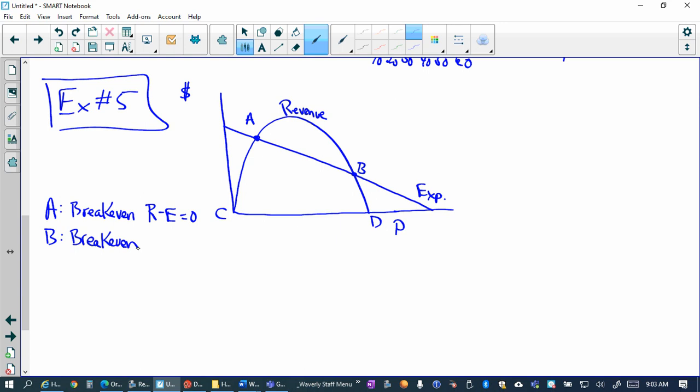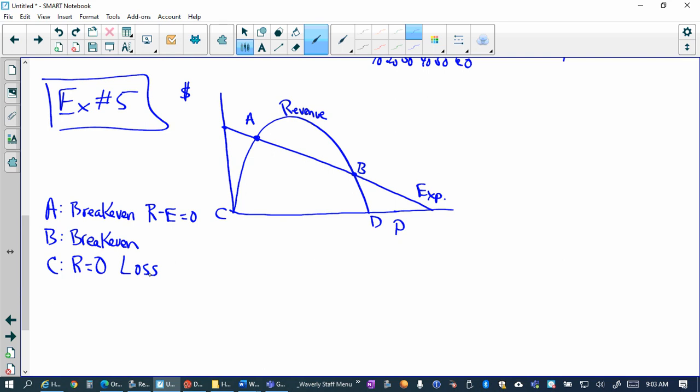What about point C? What can we say about point C? The revenue graph touches it. So revenue equals zero, doesn't it? But are there still expenses? Okay. So we call that a what? Loss, right? We have no revenue, but we have all those expenses. That's a loss, isn't it?